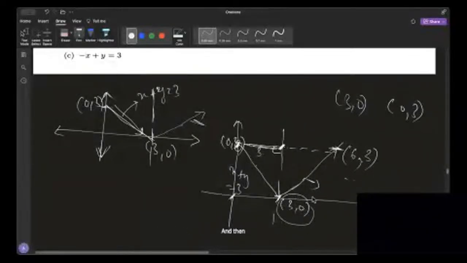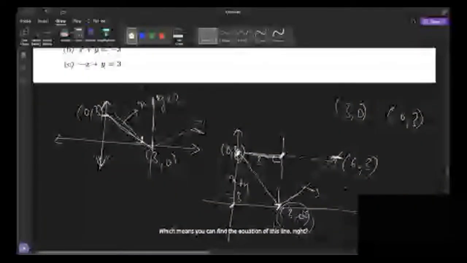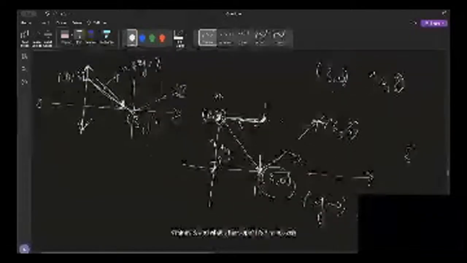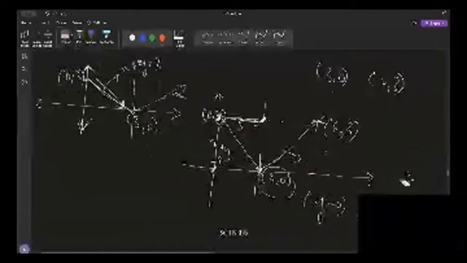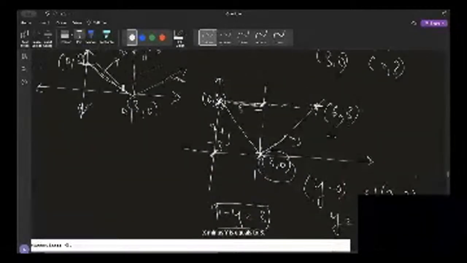Then you found another point on this line, that's now 2 points, which means you can find the equation of this. You only have to find the equation of the line that passes through (3, 0) and (6, 3). X minus 3, and what's the slope? It's 3 minus 3. So it is this 1, right? So this is going to be y is equal to x minus 3, or you can say x minus y is equal to 3. Is this okay?